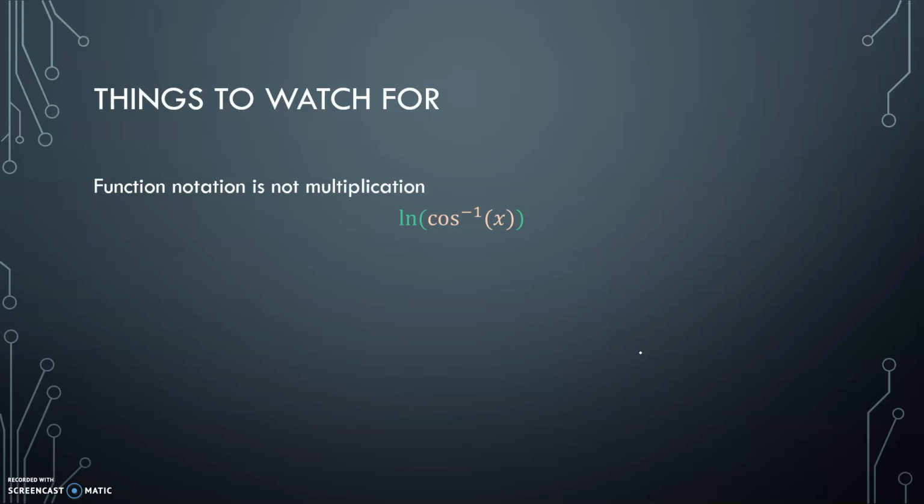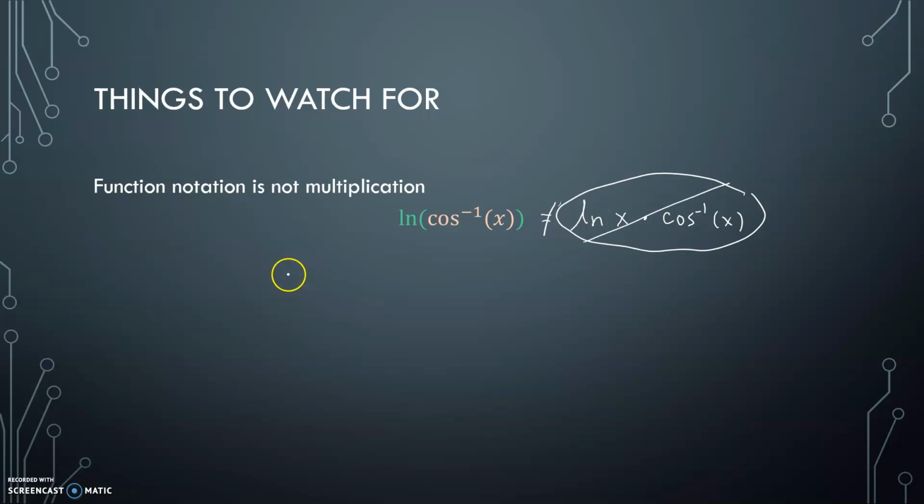So some things that I want you to watch out for as you're doing derivatives is that function notation is not the same thing as multiplication, and it gets kind of confused sometimes when you see a chain of chains. Sometimes I see kids accidentally see this as the natural log of x times cosine inverse of x, and that would be if that were a product, but this is not a product. This is a composite. It's the natural log of cosine inverse of x.